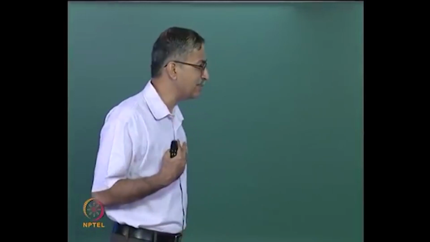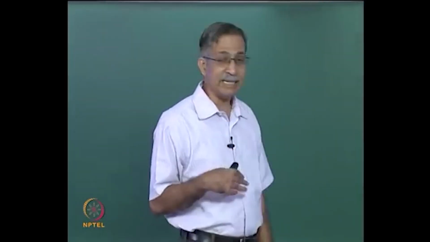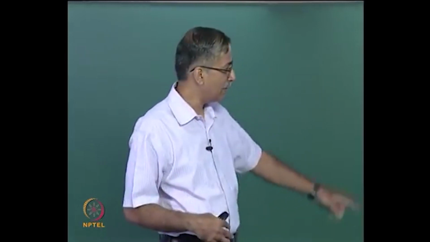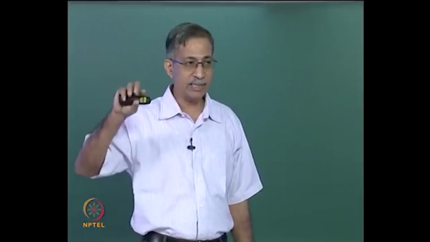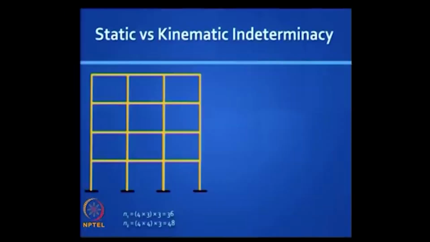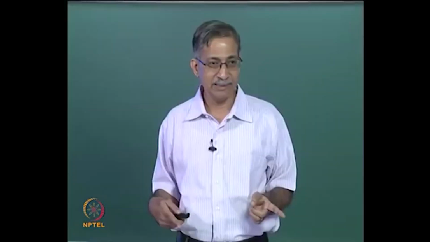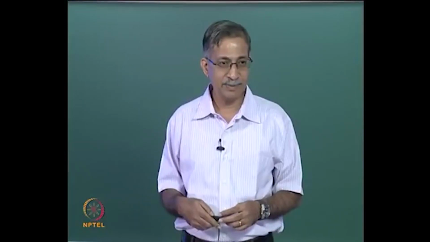So the degree of static indeterminacy is 36, but the degree of kinematic indeterminacy is worse, because you see how many joints do you have which can move? You have 4 in each column, 4 into 4 is 16, and each joint can move horizontally, move vertically and rotate. So except the base, you have 16 into 3, 48. The only advantage is if you take advantage of the fact that axial deformations are negligible, you can reduce that 48. Can you tell me how much it will reduce to?